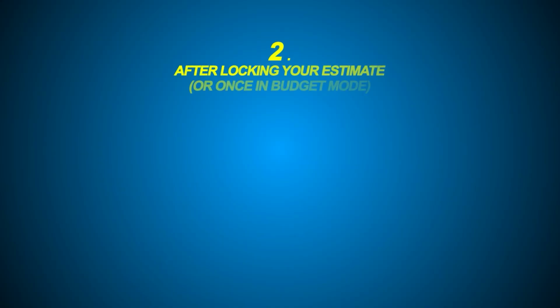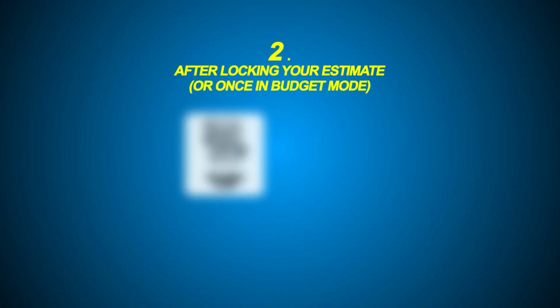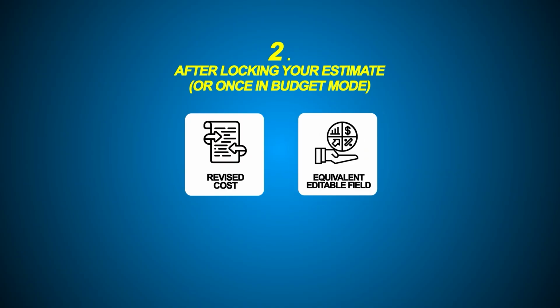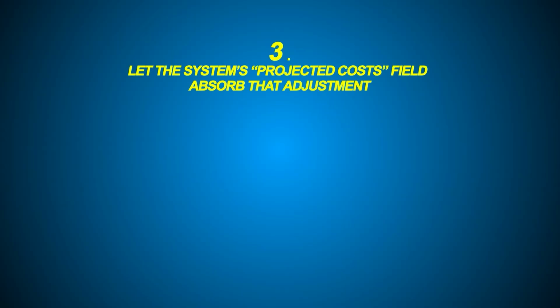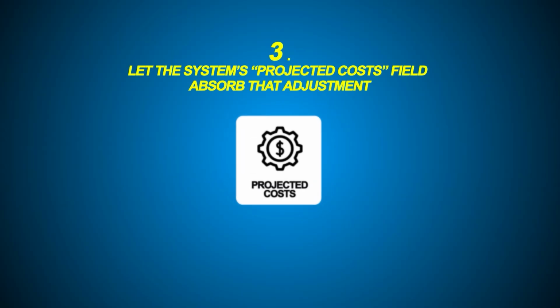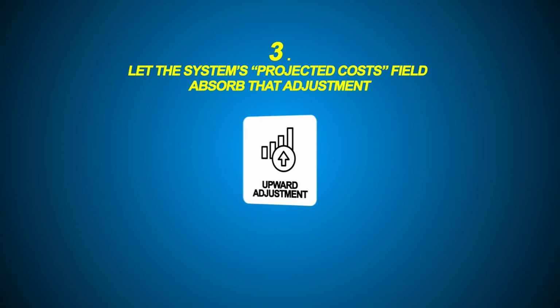After locking your estimate or once in budget mode, use revised cost or an equivalent editable field to increase the estimated cost for those items to reflect your expectation of overrun. Let the system's projected costs field absorb that adjustment. The system should recalculate projected costs or cost to complete to reflect the upward adjustment.